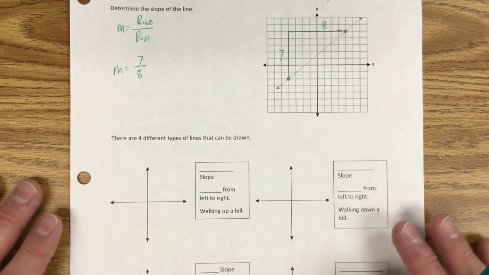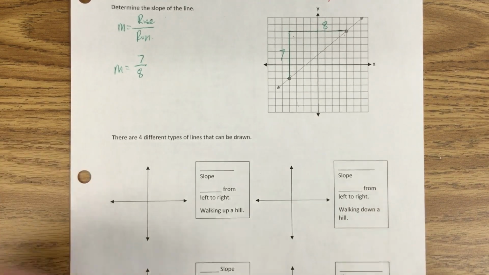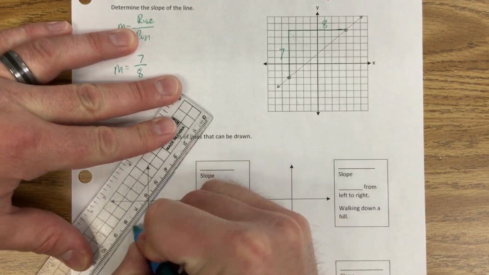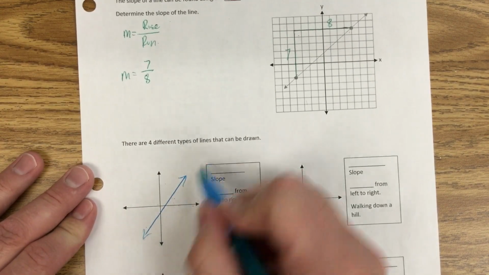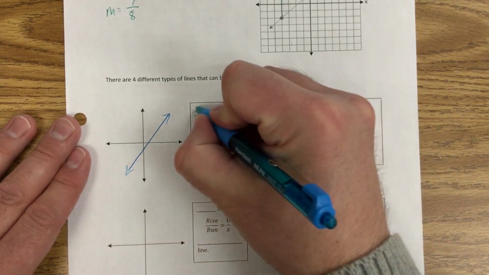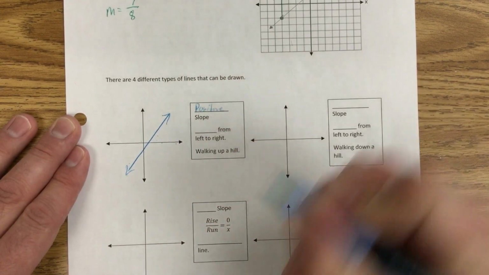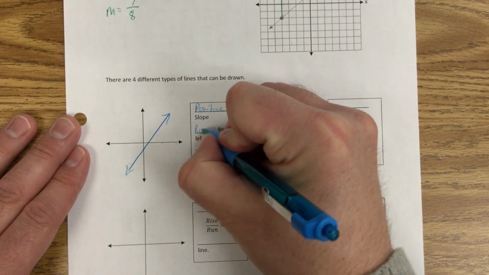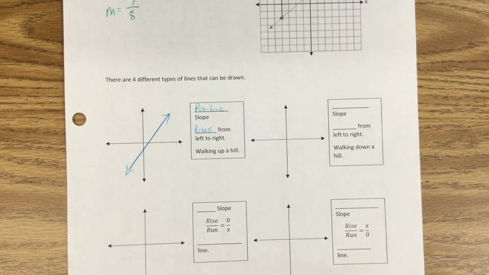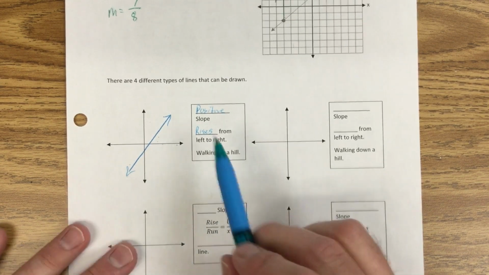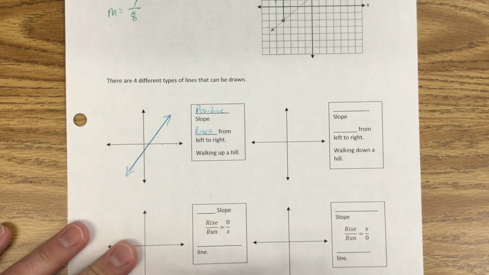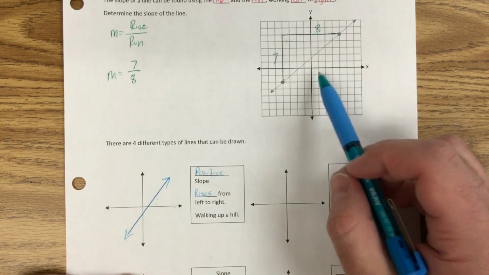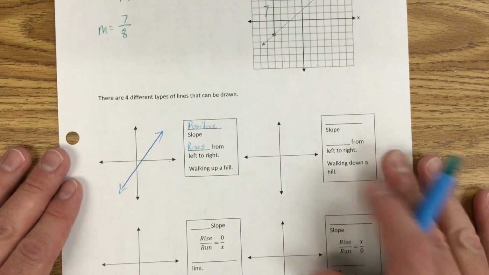Now, there are 4 different types of lines that can be drawn. The first one is what we've seen so far. It's a line that goes from low to high. This is going to give us a positive slope. It rises from left to right, like we're walking up a hill. We're going left to right, the way we read books and all words. We're going uphill, it rises. That's going to give us a positive slope, just like this one did.